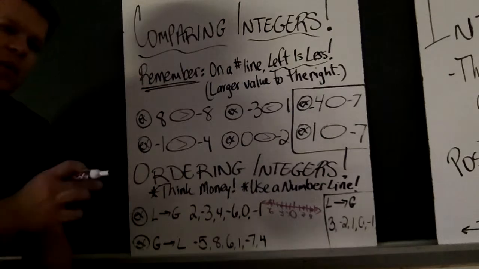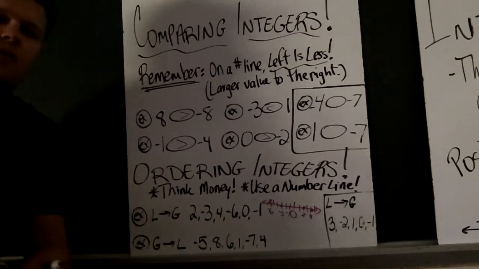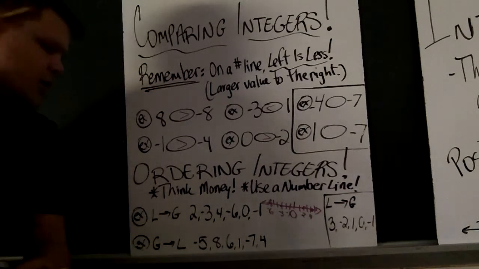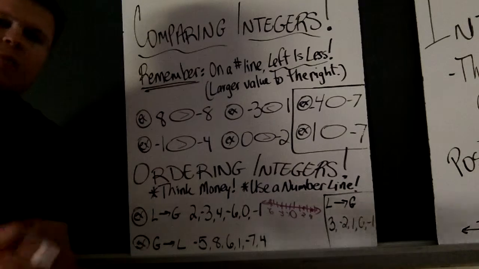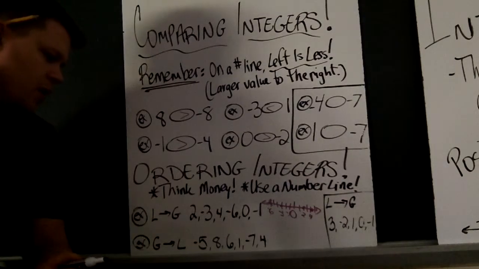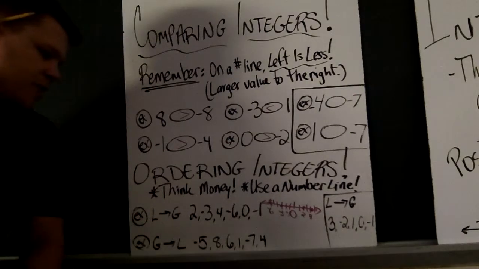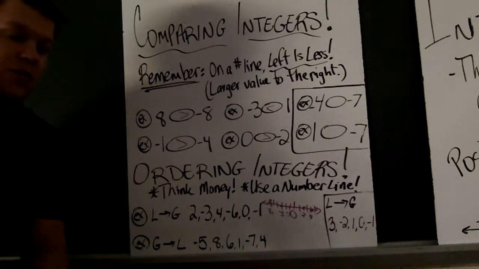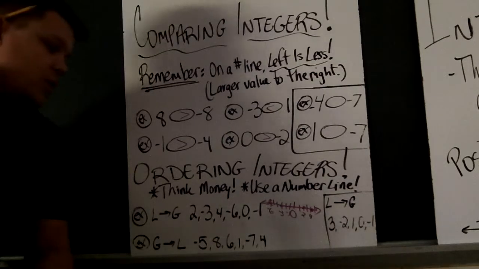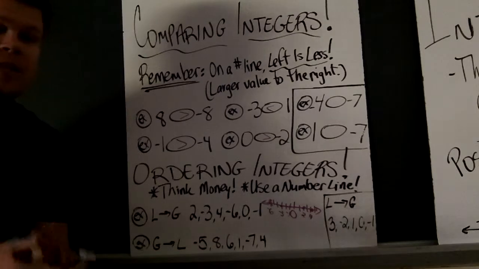For greatest to least, it's not the same exact thing. However, you can use a number line for this if you wish. You just have to read the answer backwards. I want to think about this as in a real life situation. I want to think about the whole money thing again. I want to say to myself, what is the best situation to have out of all of these? Is it best to owe $5, to have $8, to have $6, to have $1, to owe $7, or to have $4? I think it's the best to have $8.